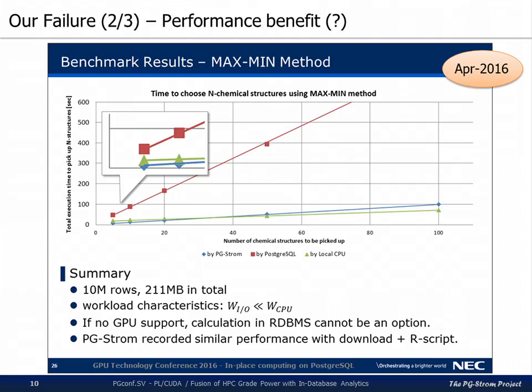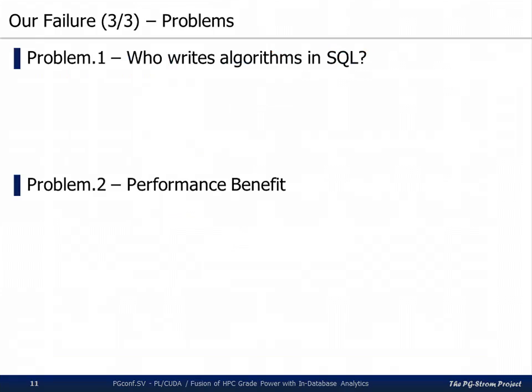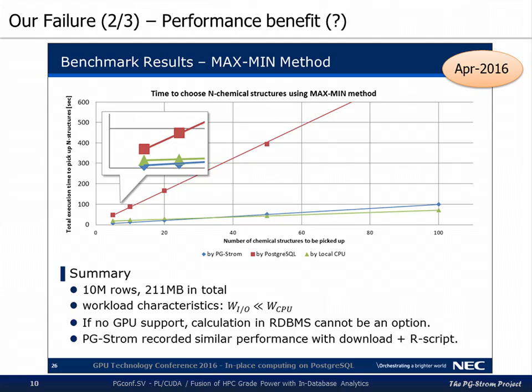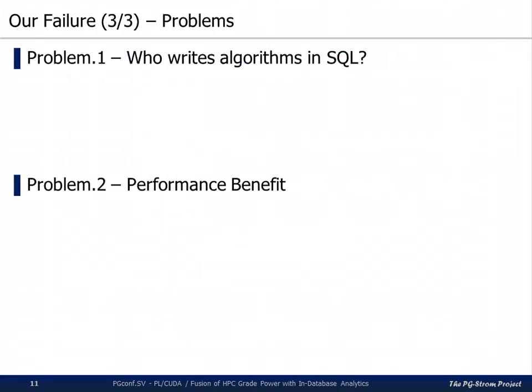If we are using GPU, why is our performance similar to native CPU applications? Here are some reasons and problems. One problem is difficulty to describe the algorithm stuff, and one other problem is performance.